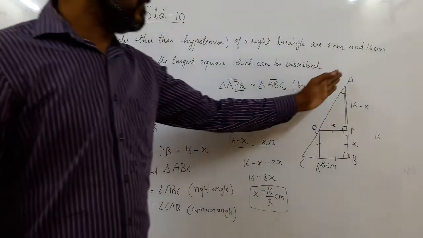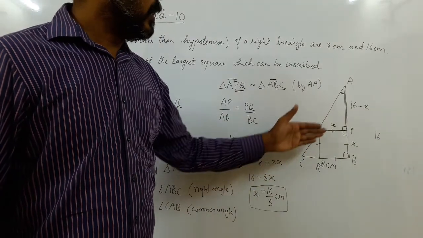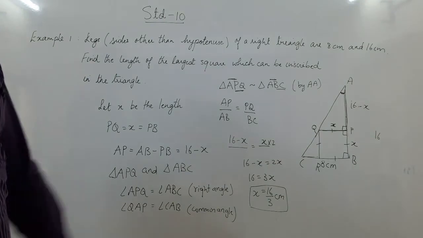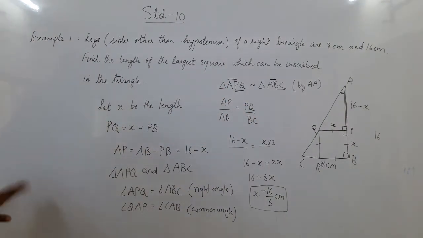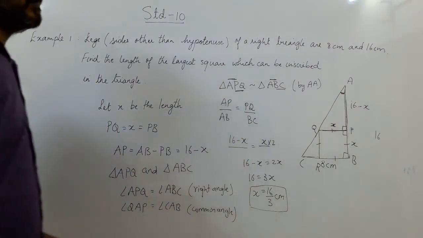Or you can say there is a gap in the wall of a triangular shape and you want to make a square window, the biggest square window you can fit there. These are just the types of examples I am trying to give, but this is one use of similarity. I hope you like this sum. Now let us try one more example.